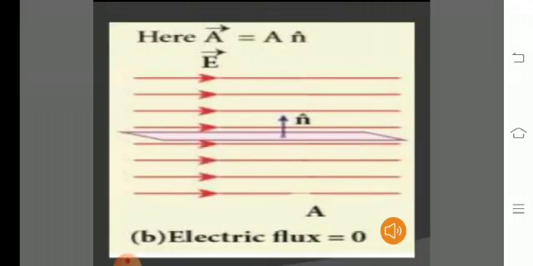And then we take the element placed parallel to the electric field. It is placed parallel to the electric field, which means there are no electric lines crossing through the area, so the net electric flux crossing through the area is equal to 0.